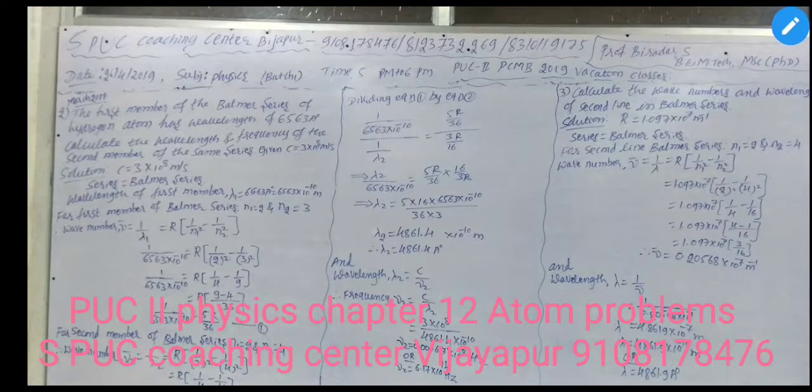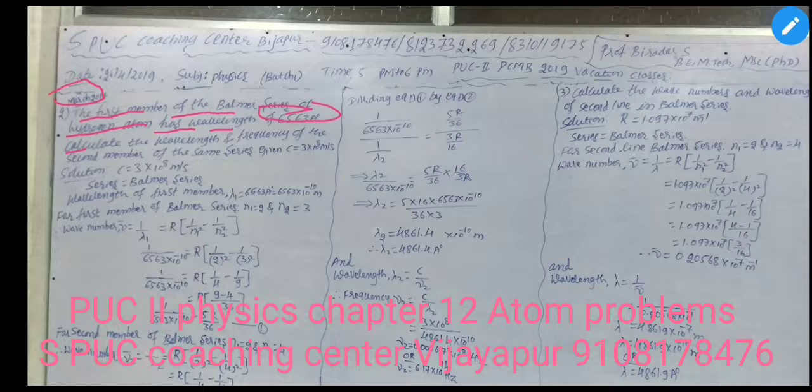So let us have the first problem here that appeared in 2017. The first member of the Balmer series of a hydrogen atom has a wavelength of 6563 angstrom.